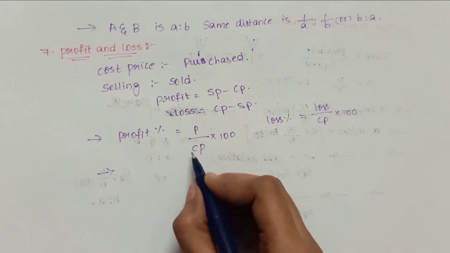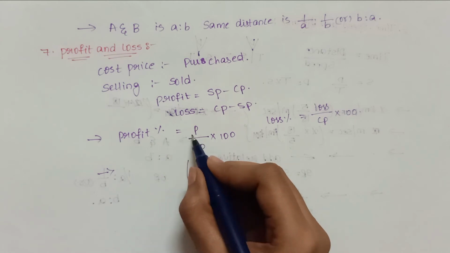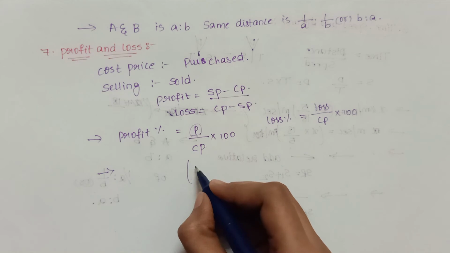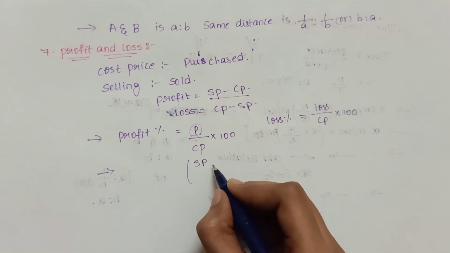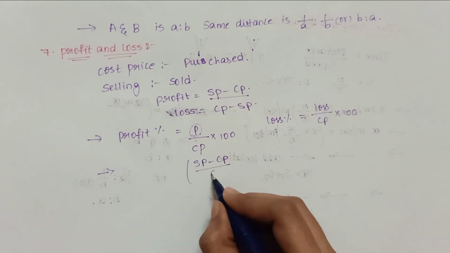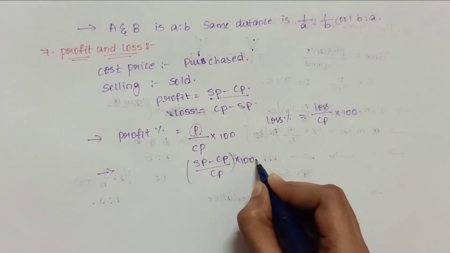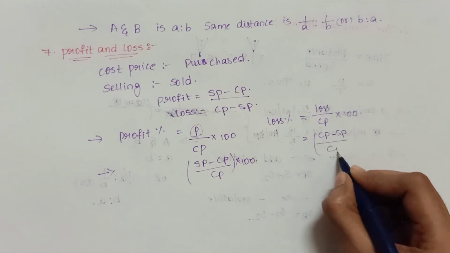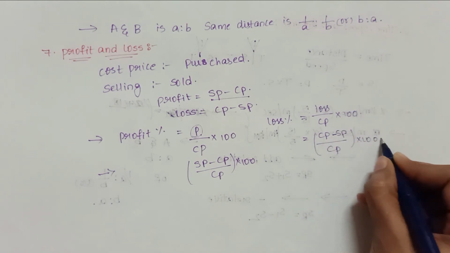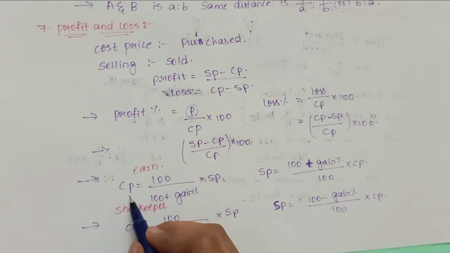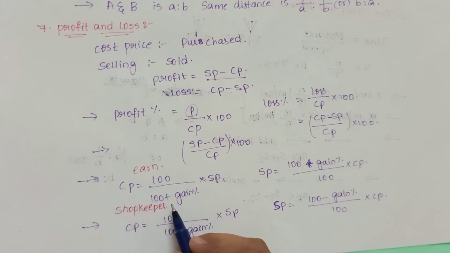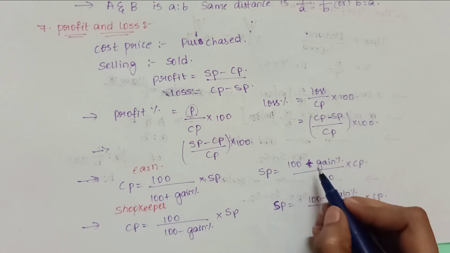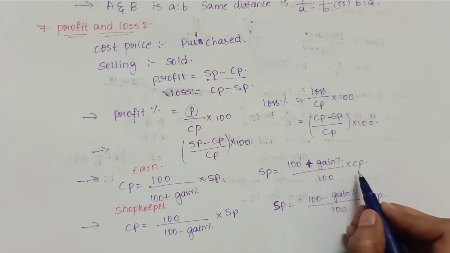And if they ask us in this form, we should use what is profit. Profit means SP minus CP. So SP minus CP by CP into 100. Here also CP minus SP by CP into 100. When the shopkeeper earns profit, we should use this formula: CP is equals to 100 by 100 plus gain into SP, and SP is equals to 100 plus gain percent by 100 into CP.